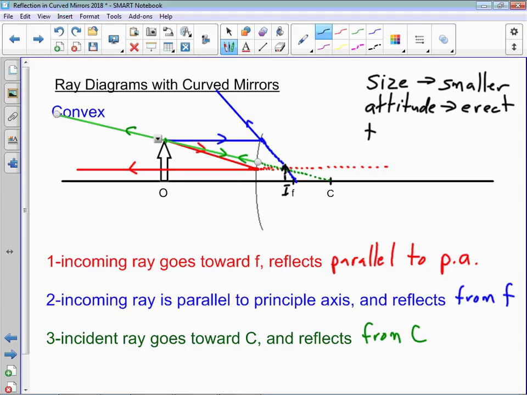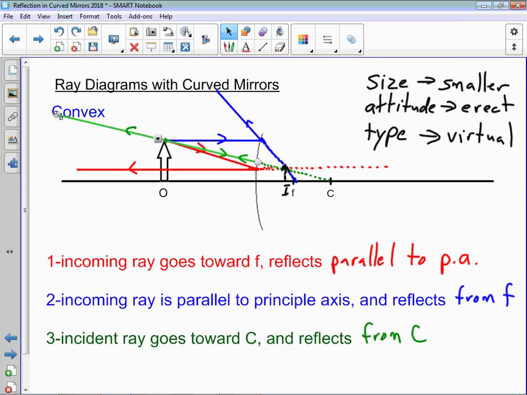And what about the type? It's usually the part that people have the most trouble with. Now the light rays don't actually come from that point. At no point in time are those light rays ever at where the image is. They just appear to be coming from there. That makes it a virtual or imaginary image because the light rays aren't there. So if I put a screen of some sort, like a piece of paper, at that point, I'm not going to see the image because the light rays are never actually coming from that point.